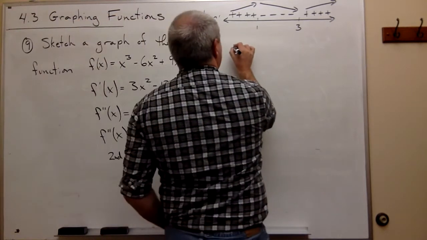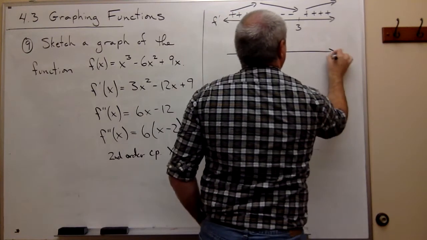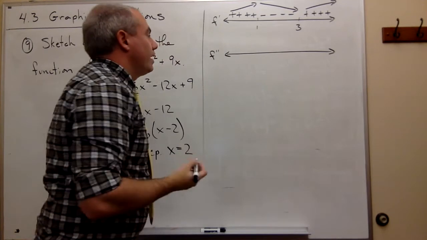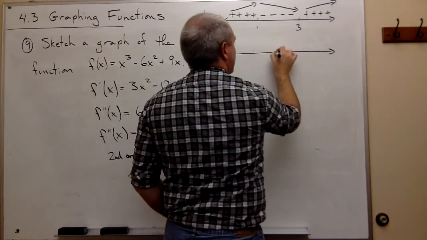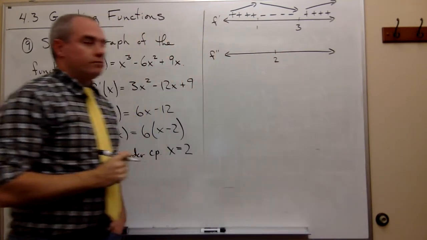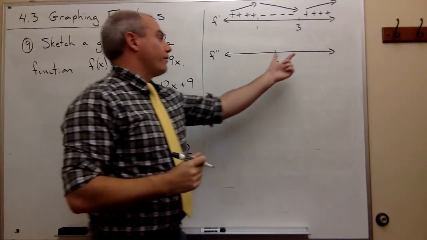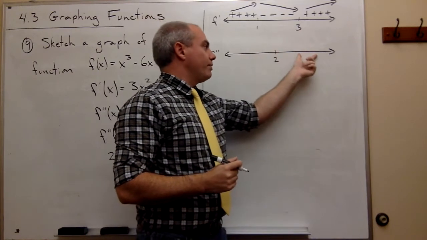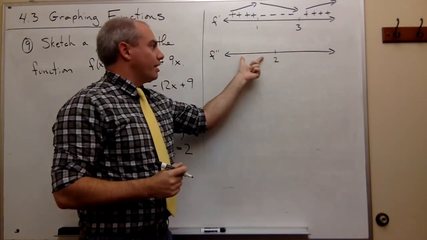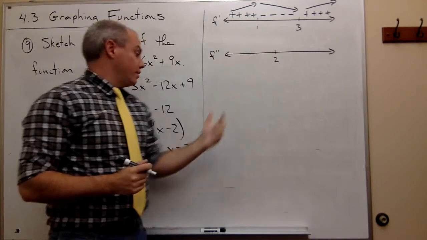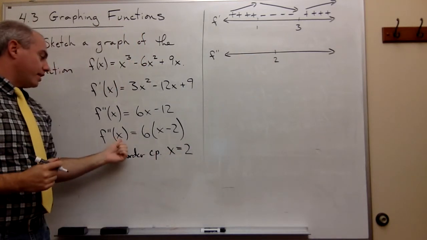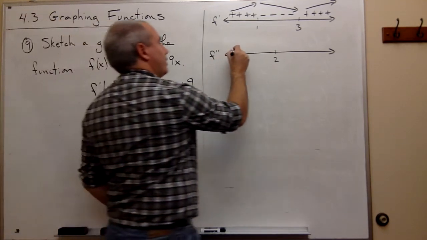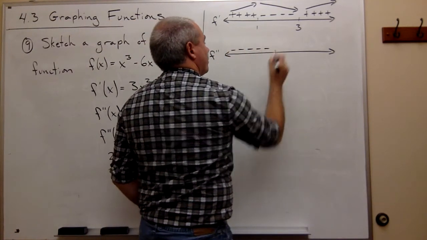So let's come back over here again. We'll make another number line. Call this one f double prime. And the only thing of interest is 2. So now I want to test the intervals on both sides in the second derivative to see would it be positive or would it be negative. So if I test something over here, like let's say 0, in the second derivative, I plug in a 0 and I get 6 times negative 2, which is certainly negative. So I can fill in over here with negatives.